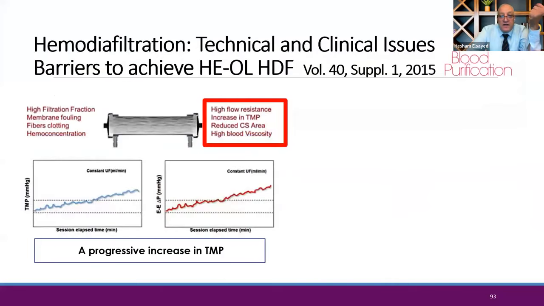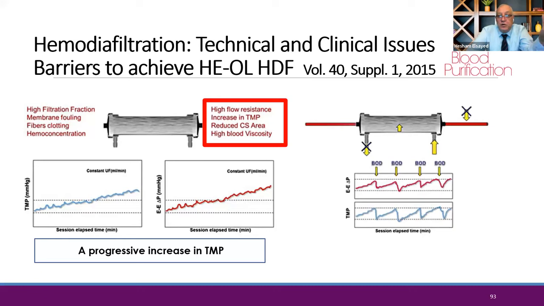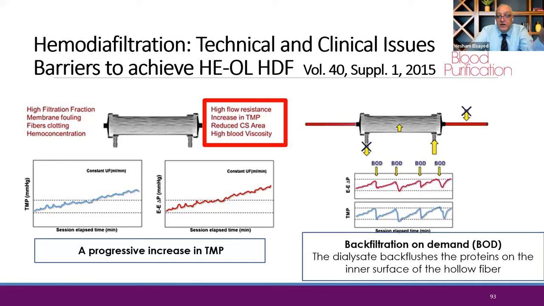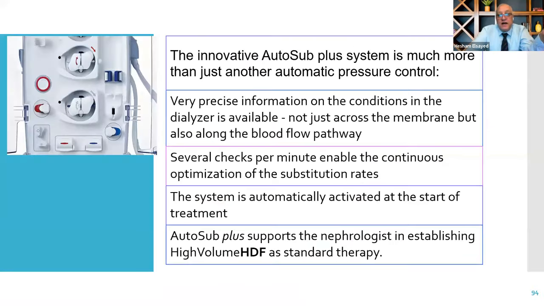One of the remarks is that in some automated hemodiafiltration there is backfiltration on demand, meaning that if the transmembrane pressure increases and protein fouling, clotting or clogging of proteins happens, the machine pushes dialysate from outside to inside and stops ultrafiltration, cleaning up the internal side of the filter. This is called backfiltration on demand. The dialysate backflushes the proteins on the inner surface of the hollow fiber. Again, it depends on the transmembrane pressure recorded by the dialysis machine.